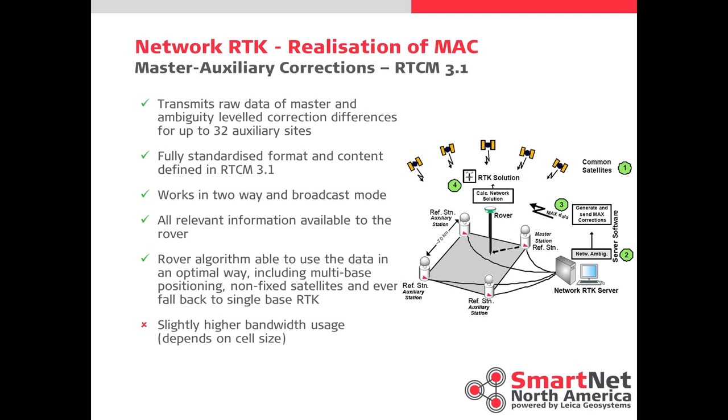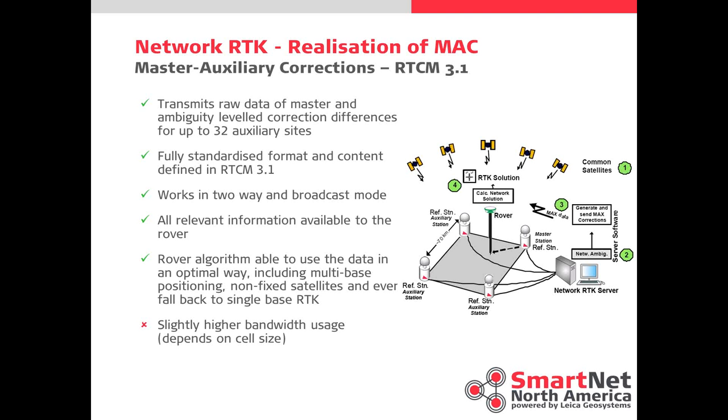The good thing, of course, is it transmits all raw data from the master and ambiguity level correction differences. It can do 32 sites, so if we were using a radio broadcast, we could broadcast one master and 32 auxiliary sites, so we could use radio if necessary. It's a fully standardized format and content defined by RTCM 3.1. There's no smoke and mirrors. We can hand you a white paper that documents exactly how we do what we do.